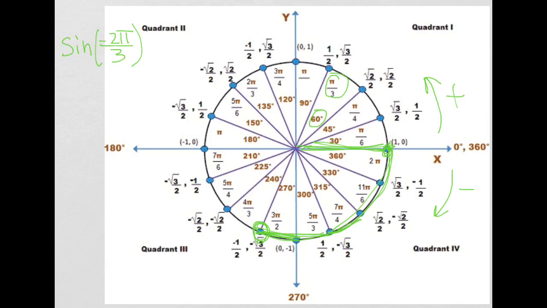So we need to find out, what's the value of sine there? Remember that with sine, we're talking about y values, and with cosine, x values. So just look at your value right there on the unit circle. We're looking for the y value because we're talking about sine. That's just going to be that guy right there: negative square root of 3 over 2.